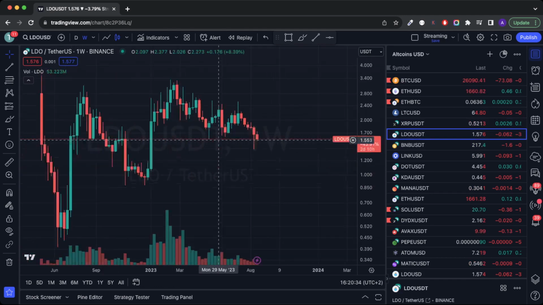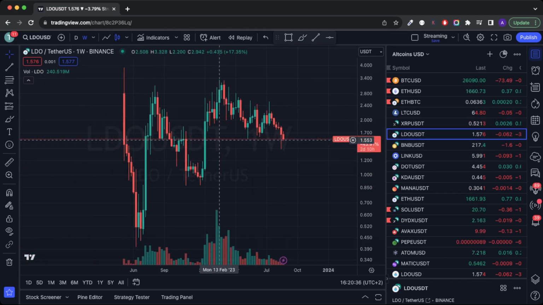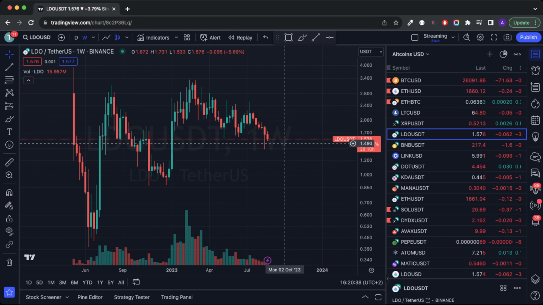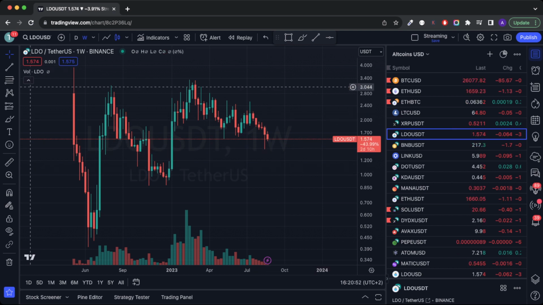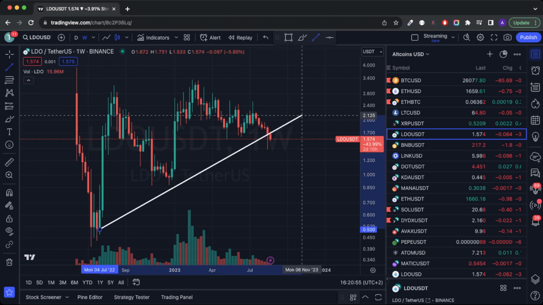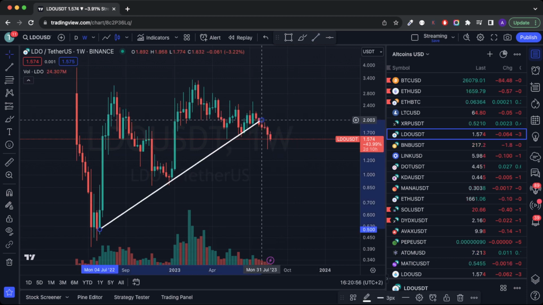Lido, which is sort of a proxy for Ethereum anyway, is also basically making new lows as we speak. This is on the weekly. It's Friday today, so it's highly likely this will close like this. Also not looking too good. Just make a trend line. As you can see, the trend has been broken for some time now.